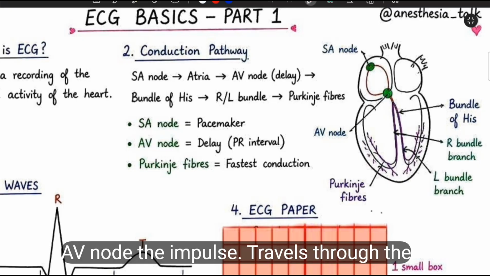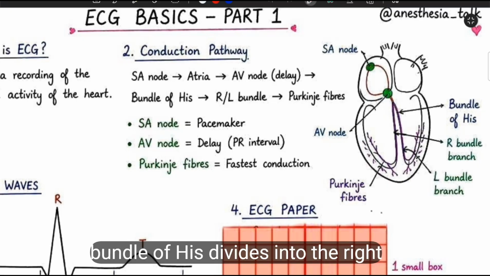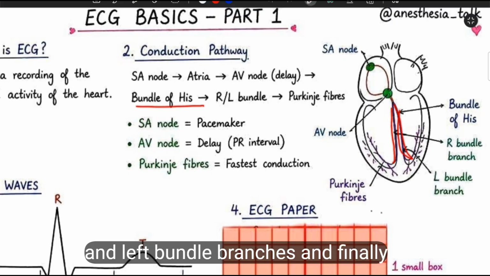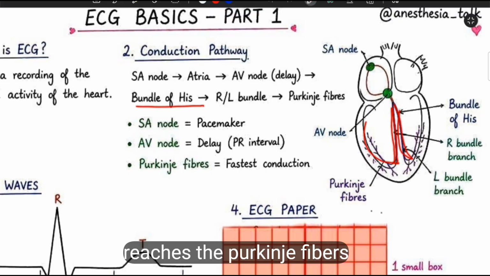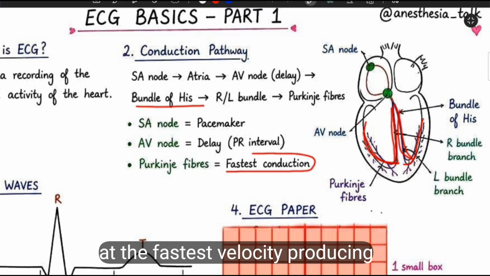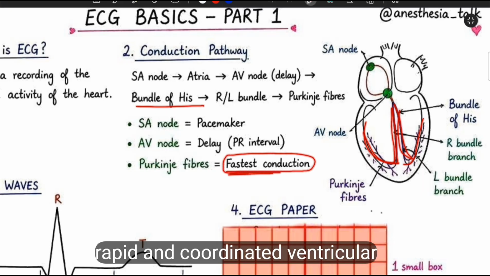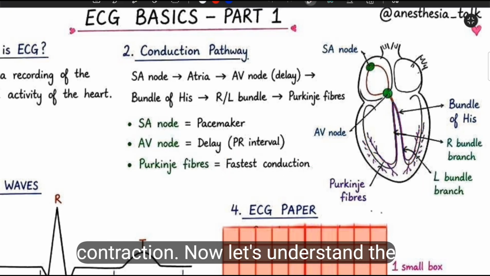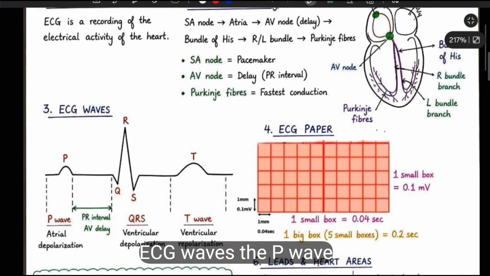After the AV node, the impulse travels through the bundle of His, divides into the right and left bundle branches, and finally reaches the Purkinje fibres. Purkinje fibres conduct electrical impulses at the fastest velocity, producing rapid and coordinated ventricular contraction. Now let's understand the ECG waves.